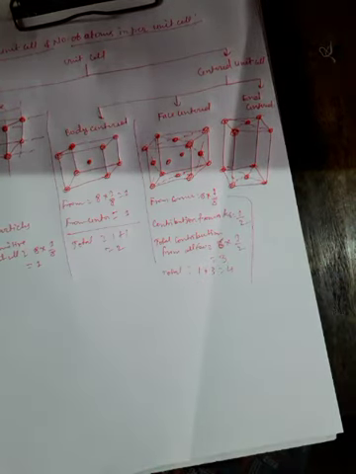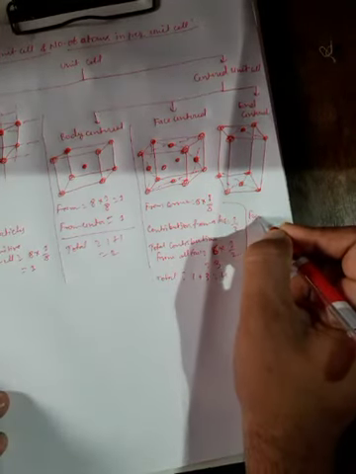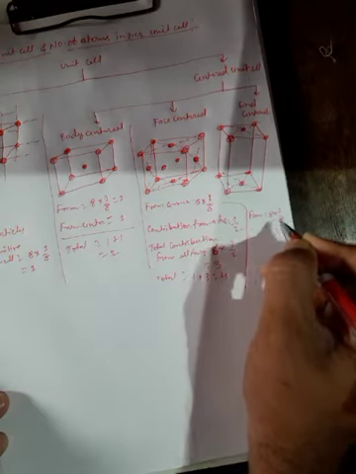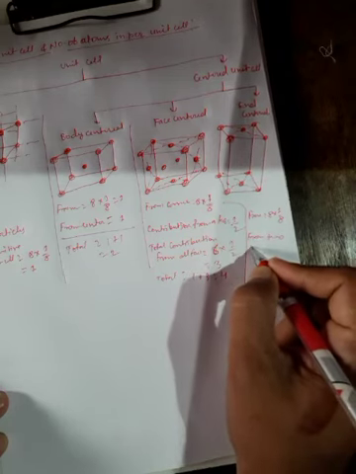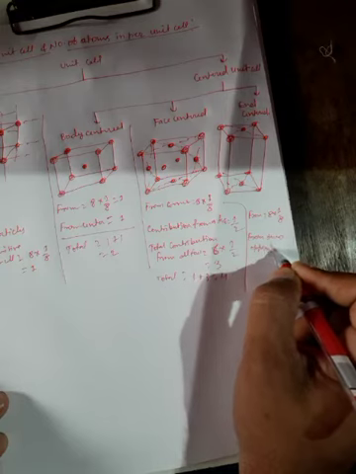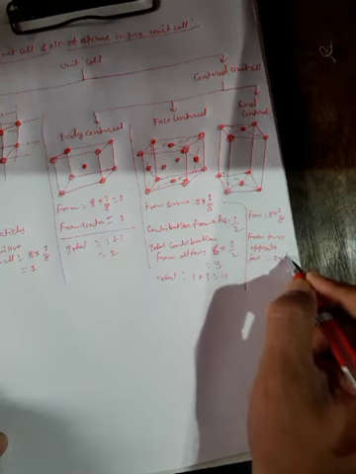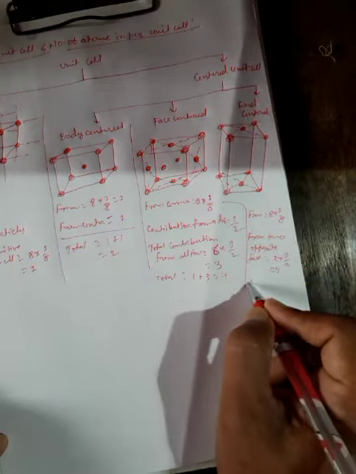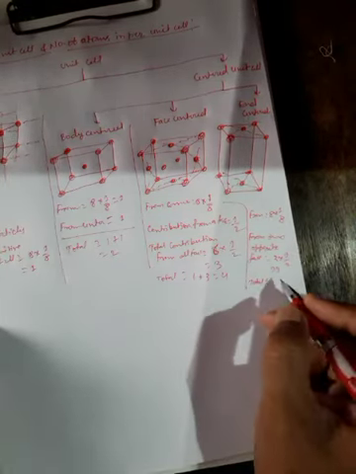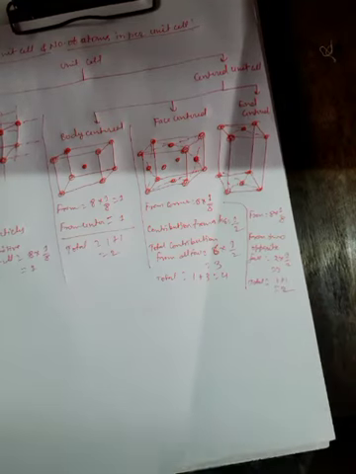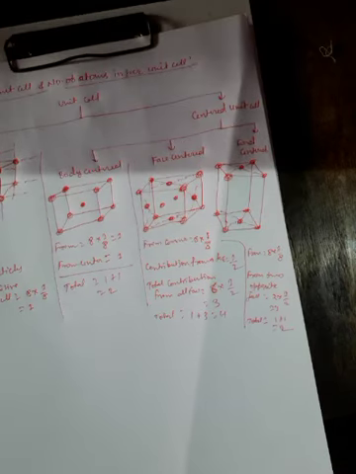In the end centered unit cell, the constituent particles from the corners contribute 8 into 1/8, that is 1. From two opposite faces, the contribution is 2 into 1/2, that is 1. The total contribution, that is the total number of particles in the end centered unit cell, will become 1 plus 1, which is equal to 2. This is the number of atoms present per unit cell of the crystal lattice.